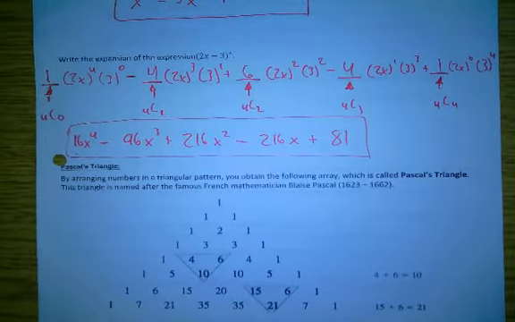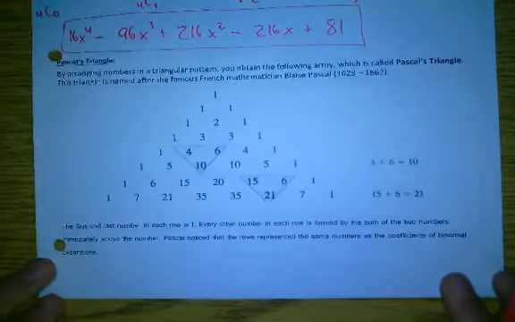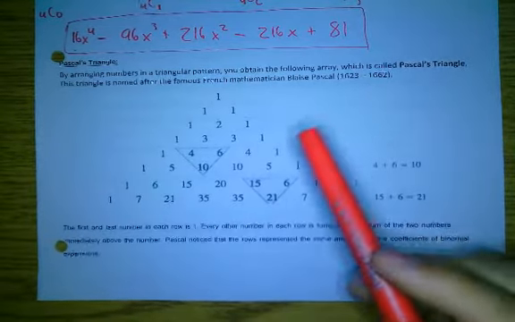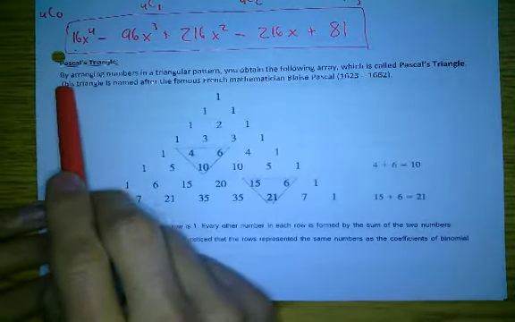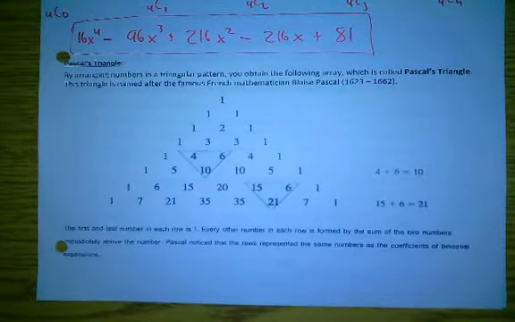So now I'm going to show you an alternate method of solving this, okay? Which is using something called Pascal's Triangle. Now some of you have probably seen this or heard of it. Some of you know how it works. Some of you just seen it but don't really know how it works. But by arranging numbers in a triangular pattern, you obtain the following array, which is called Pascal's Triangle. This triangle is named after famous French mathematician Blaise Pascal. Okay. So here's what he did.